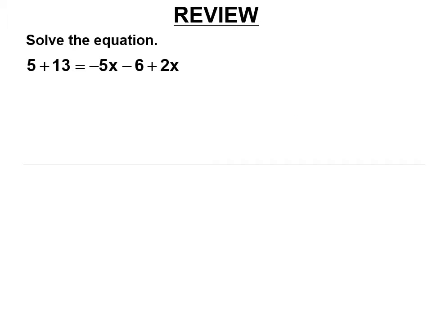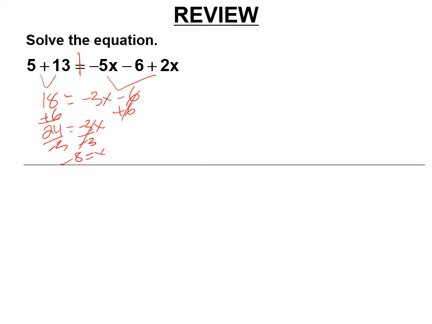All right, so let's see this one. 5 plus 13 is 18 on that side. On this side, negative 5x plus 2x is negative 3x, and then we have a minus 6. That's a two-step equation. Add 6 to both sides. 24 equals negative 3x. Divide both sides by negative 3. Negative 8 equals x.